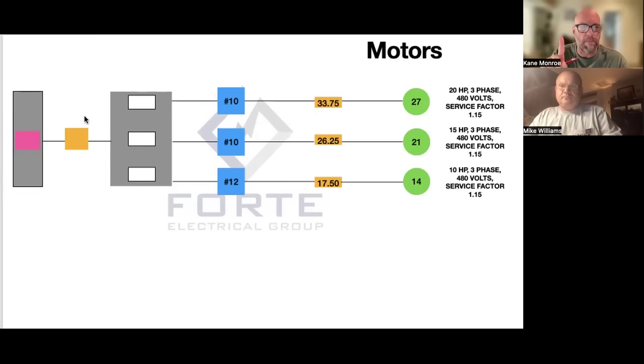Now we've got one more step. We need to protect all of this with our breaker or our fuse. Usually it's a fuse at the main disconnect. So that's step number 6, and that's at 430.62.